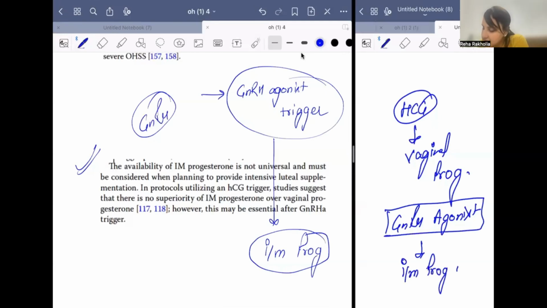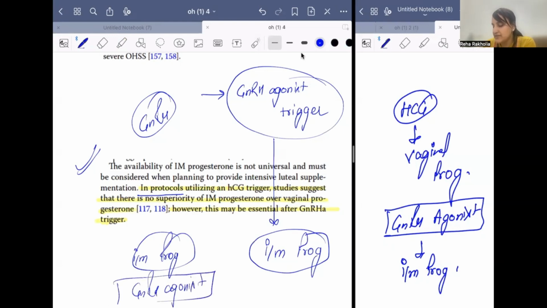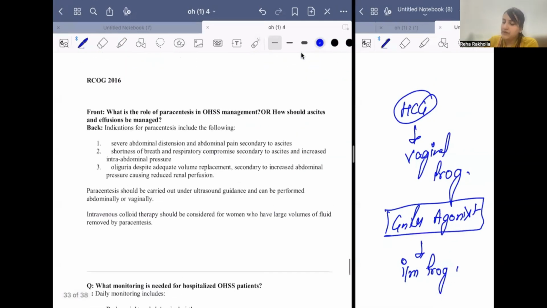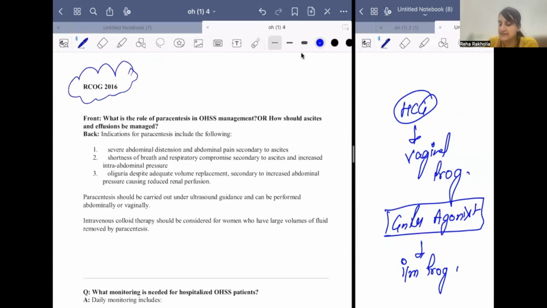See, as the line says, in protocols utilizing an HCG trigger, studies suggest that there is no superiority of IM progesterone over vaginal progesterone. However, this may be essential after a GnRH agonist trigger, means IM progesterone may be essential after giving a GnRH agonist trigger. While in other cases, even vaginal progesterone can be given as luteal phase support. Now, RCOG 16. We'll discuss the question answers now.